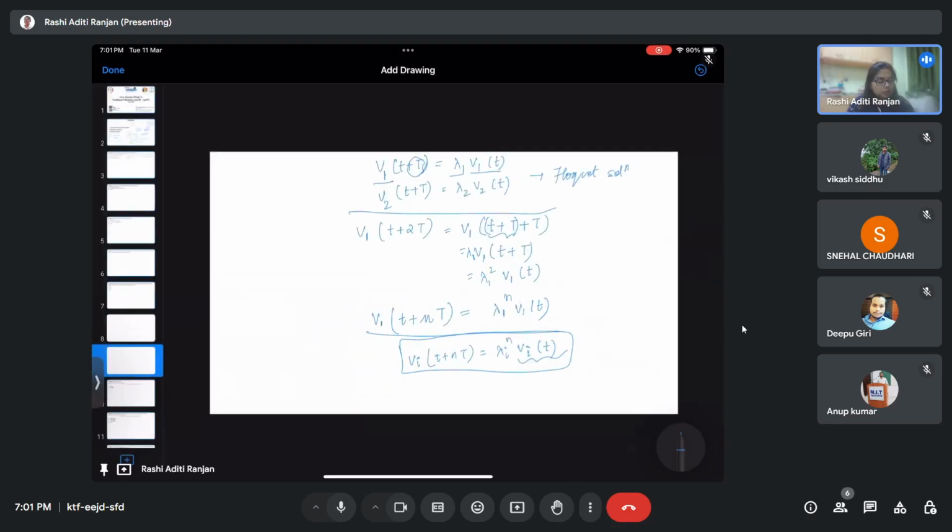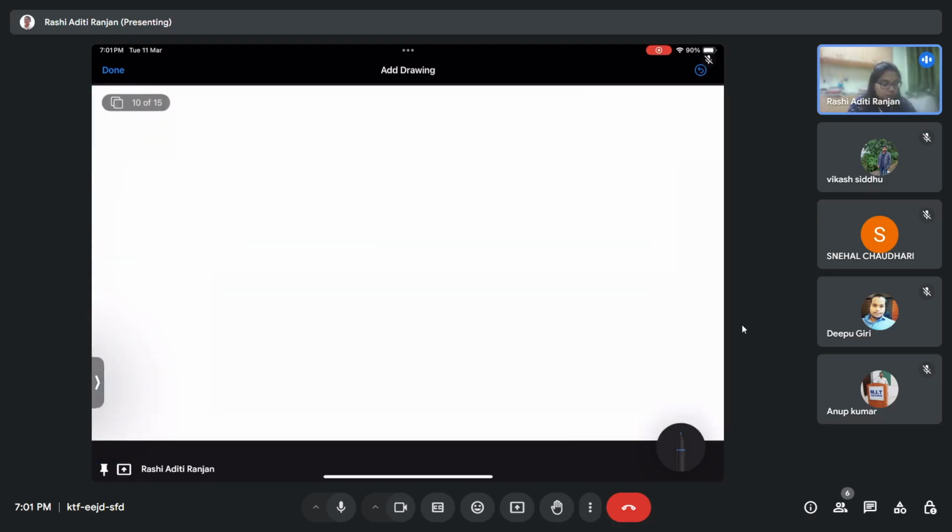So now if I try to write the condition, I have that v of i is equal to 0 if the absolute value of lambda i is less than 1, and infinity if the absolute value of lambda i is greater than 1. And we can try to plot it as well. If this is my imaginary axis and this is my real axis, I can draw a circle.